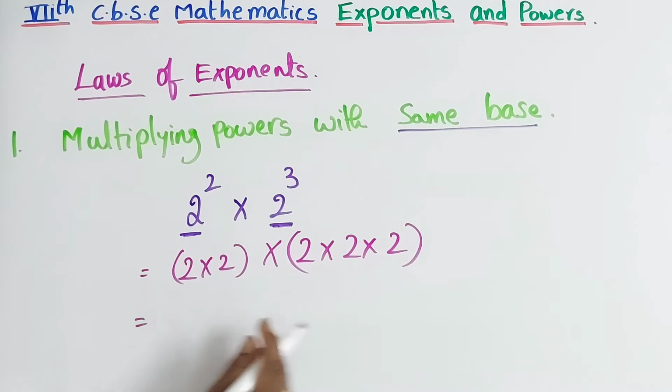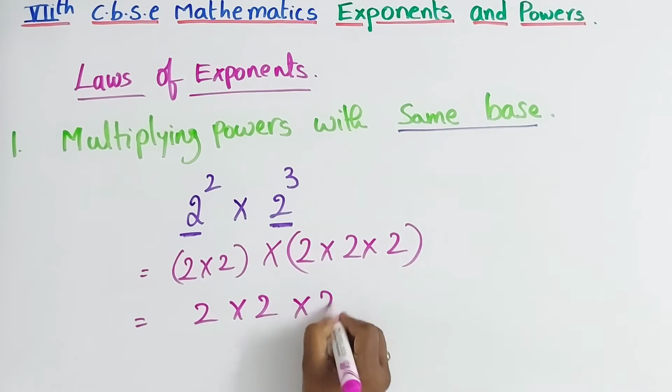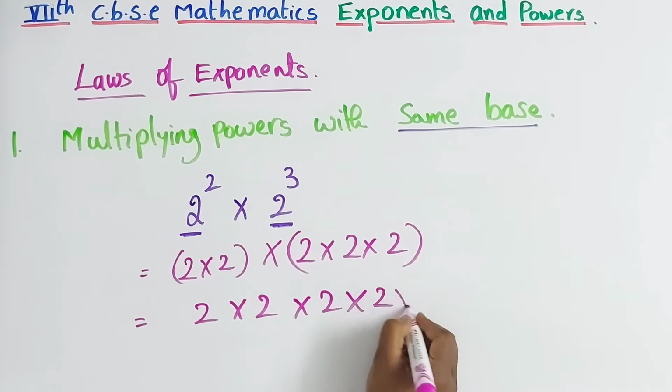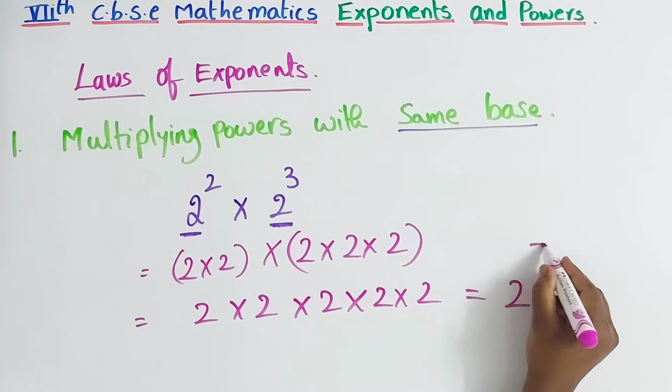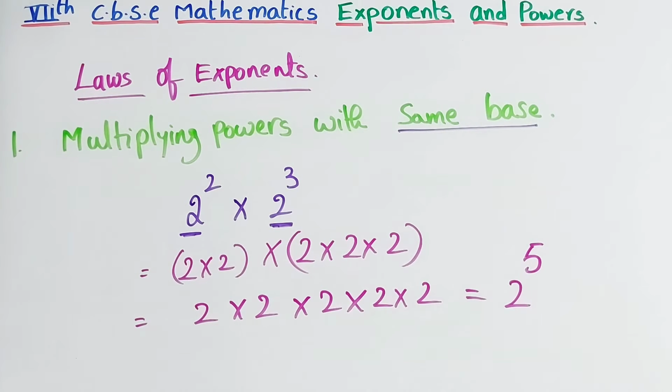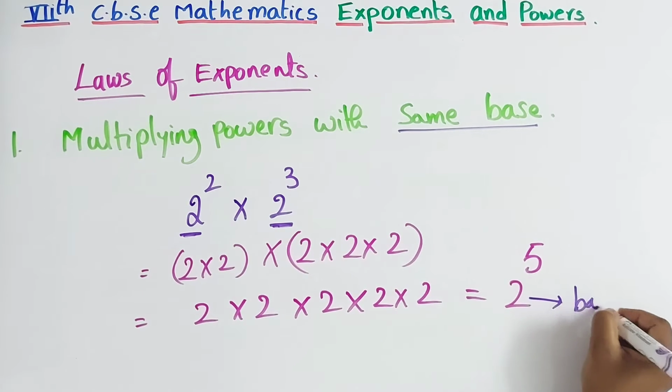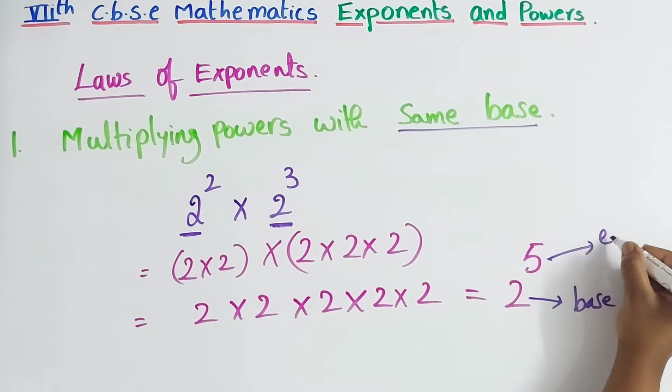Right, children? So now remove brackets and multiply 2 into 2 here, into these 3 2's, also we can write 2 into 2 into 2. Now how many 2's here? 1, 2, 3, 4, 5. Can we write this one like 2 raised to the power of 5? Right, children? Now base is 2 again and exponent is 5.